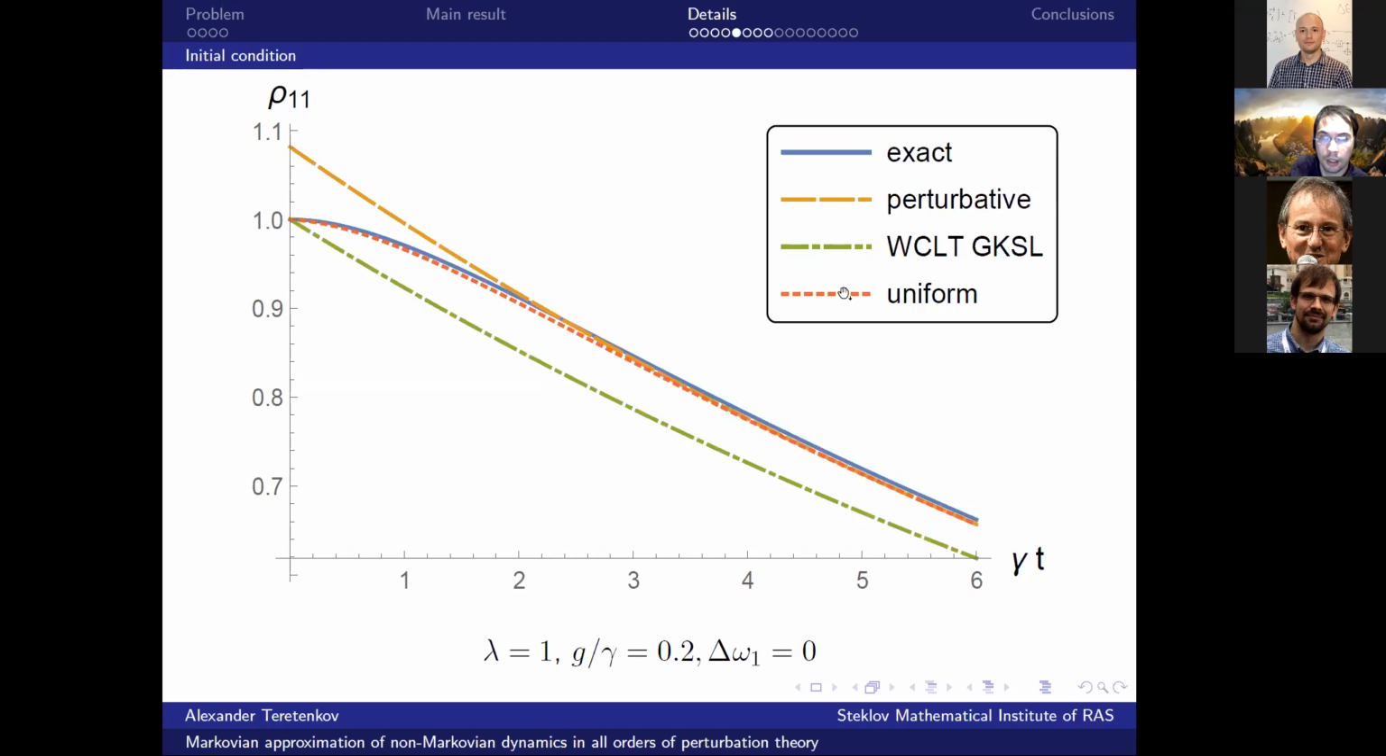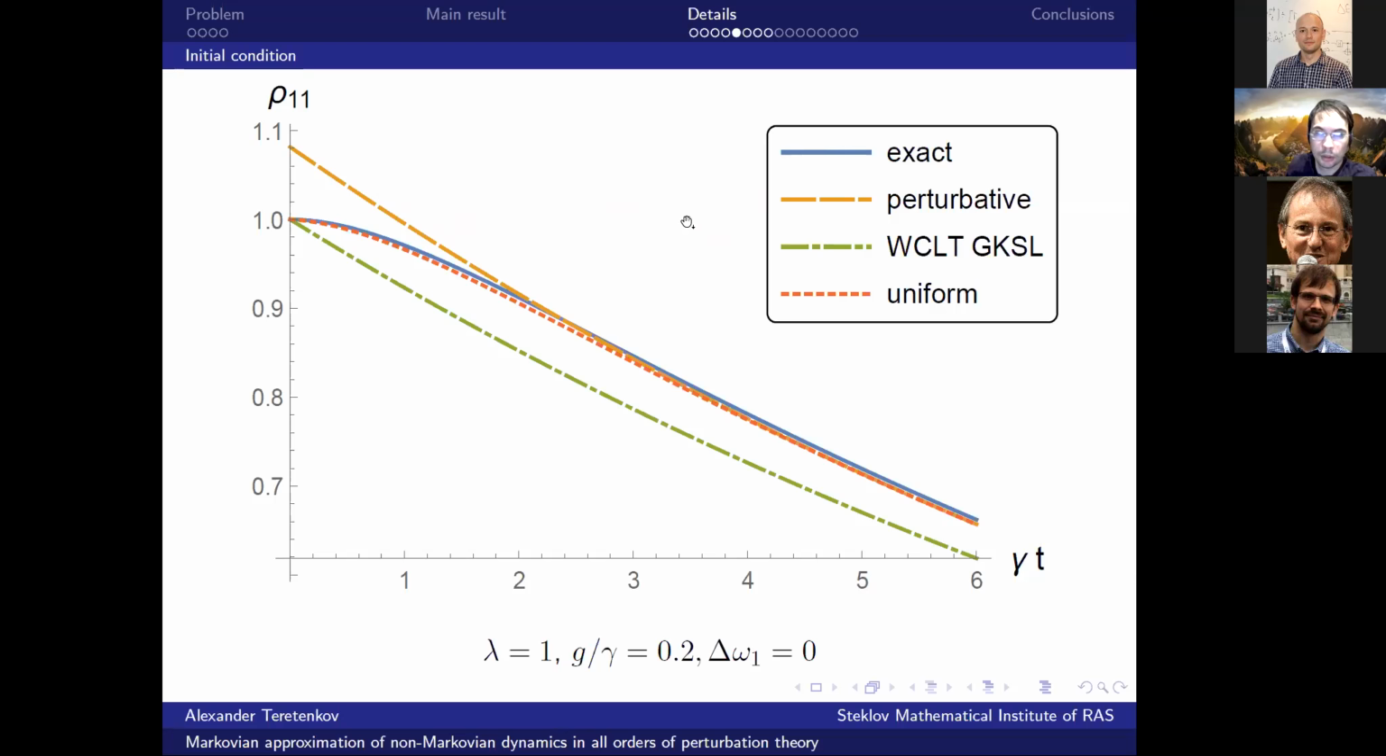Here is something similar, but it is easy to ask: is it important, or maybe it is not better than the usual weak coupling limit type GKSL equation? The answer is that it is important, because here the green line is the usual GKSL type equation without any corrections, so it's just the limit lambda tends to 0. And the orange line is my perturbative solution. Here it is only in the second order of perturbation theory.